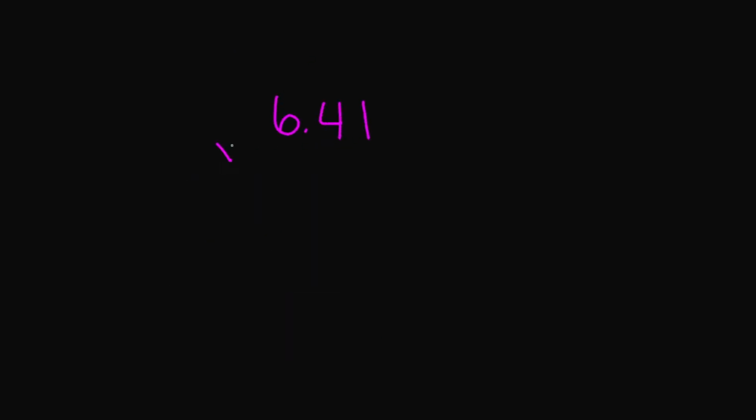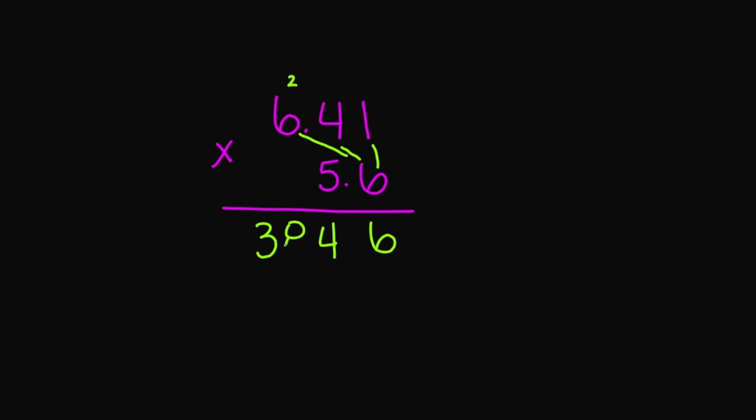Let's try 6.41 times 5.6. And remember, you do not need to line up your decimal point when you are multiplying decimals. So first we're going to multiply 6 times 1 is 6. 6 times 4 is 24. Write my 4, carry the 2. 6 times 6 is 36, plus 2 more is going to be 38. I'm going to write my 38 here.